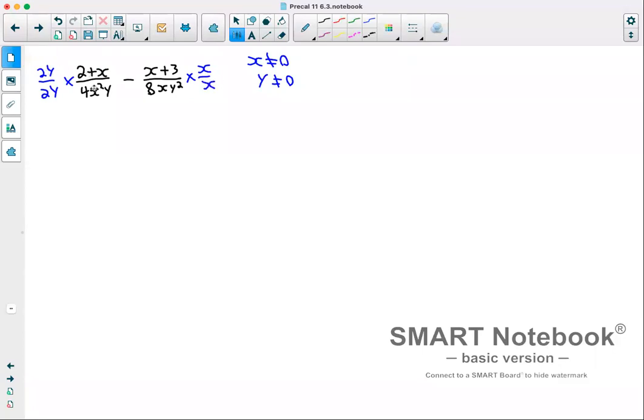This first one, 2y times 2 is 4y. Then we have 2y times x, so plus 2xy, divided by 2 times 4 is 8, x squared, y squared. Then we have minus x times x is x squared, x times 3 is plus 3x, divided by 8x squared y squared.